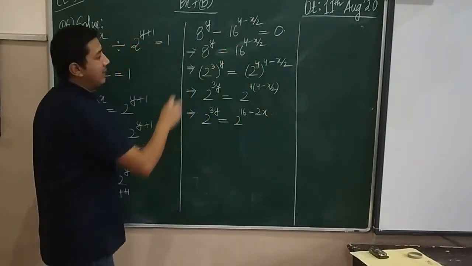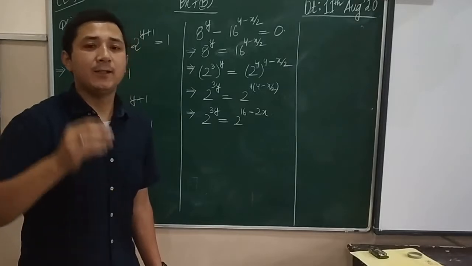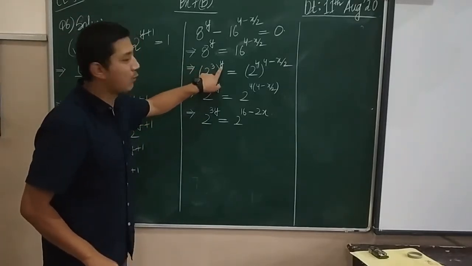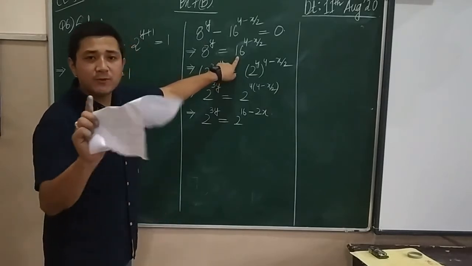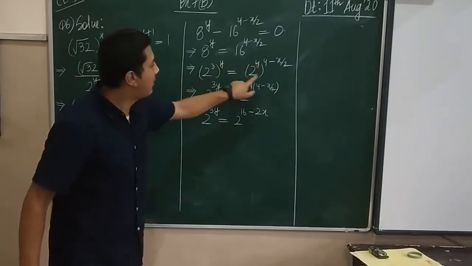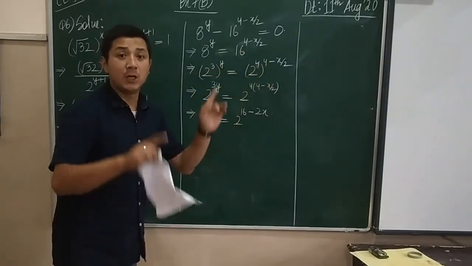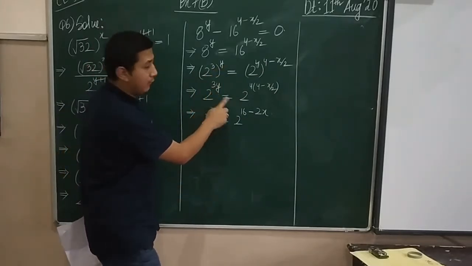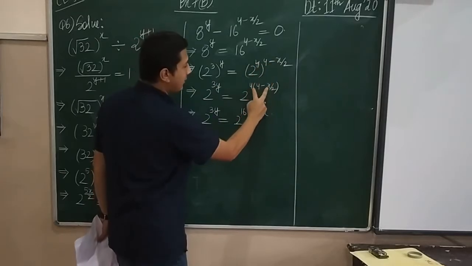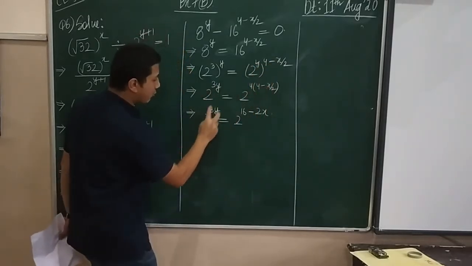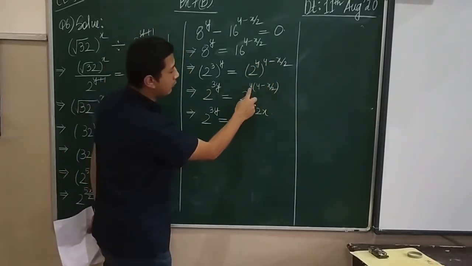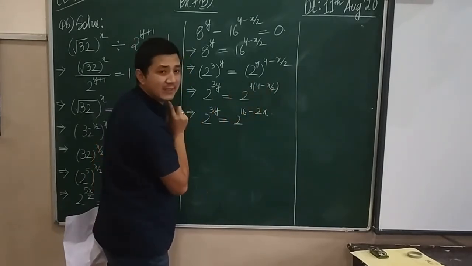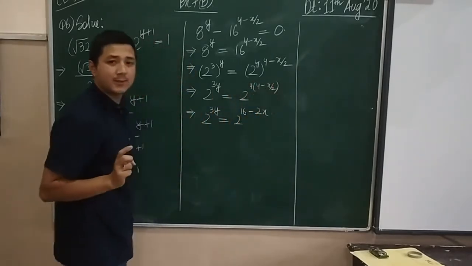Now 8, the exponential form of 8 is 2 to the power 3. So 2 to the power 3, bracket y. Exponential form of 16, 2 to the power 4, bracket, the same thing. Now use the power law. So 2 to the power 3y, which is equal to 2 to the power this and this. Okay, so 2 to the power 3y, which is equal to 4 fours are 16, and we'll multiply this with this, 2 and 4 get cancelled out, so minus 2x.